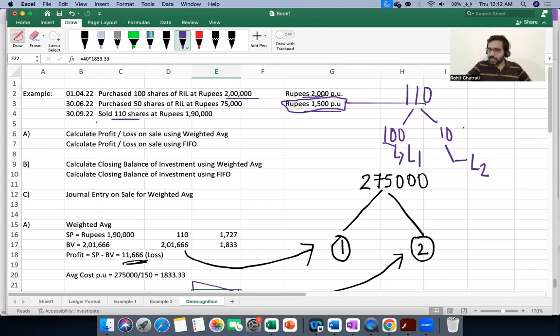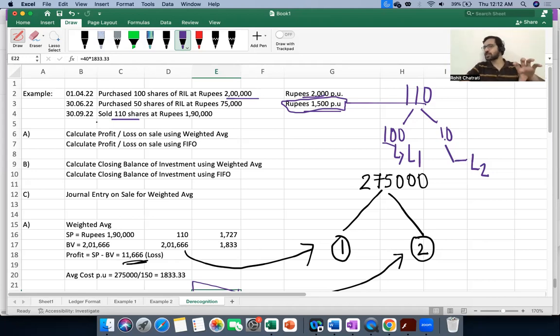Is the cost of 10 shares of lot 2 75,000? The answer is no, because 75,000 was for 50 shares of lot 2. But I have sold only 10 shares in lot 2. Therefore, I need to calculate only the cost of those 10 shares, which I calculated by doing 75,000 divided by 50, which gives me the average cost per unit of 1500, multiplied by 10, which is equal to 15,000.